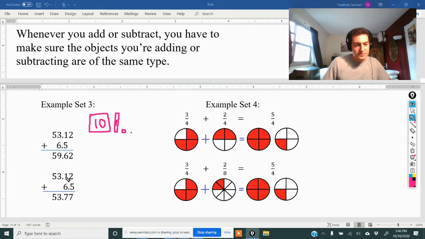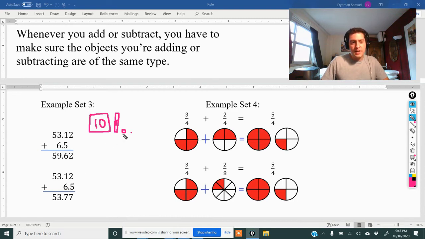This is in the tenths column. But this 6 over here is now to the left of the decimal point, so this 6 is in the ones place, or the ones column, it's sometimes called. So what I'm doing here is I'm trying to add 1/10, so one of these guys, to 6 ones.